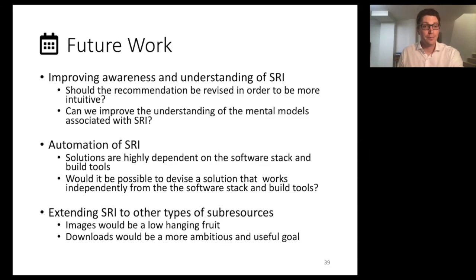And finally, we would love to see SRI being extended to some other types of subresources. In particular, we think that providing SRI for downloads would be an ambitious technical goal, but really useful as many people still download binaries and executables on the web.